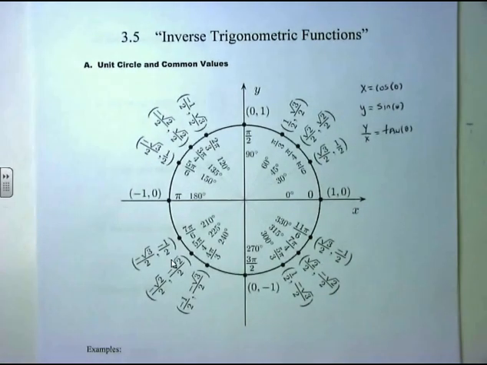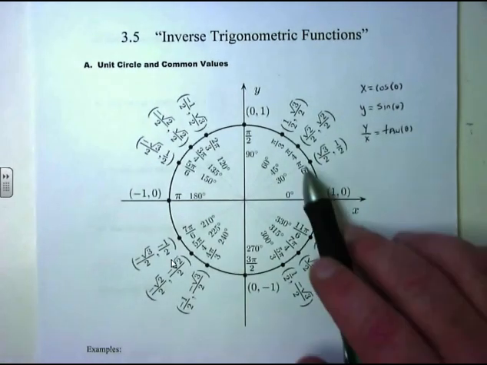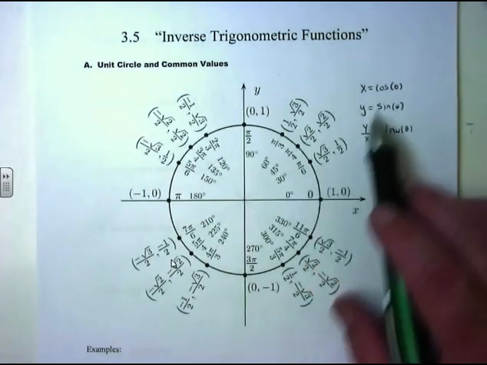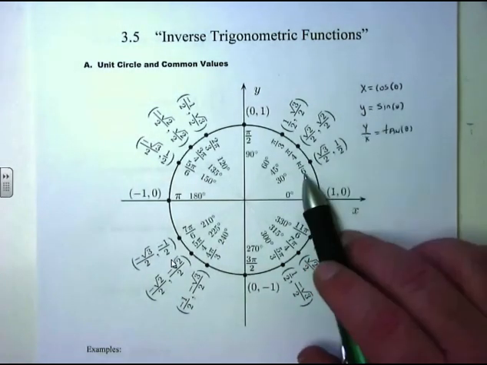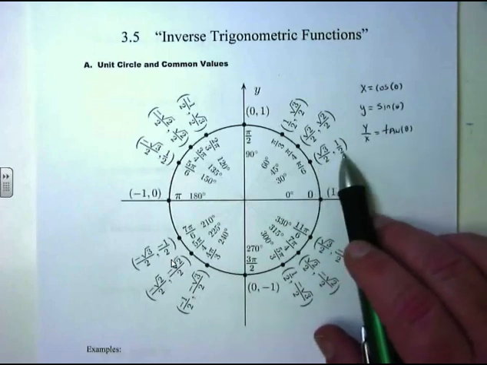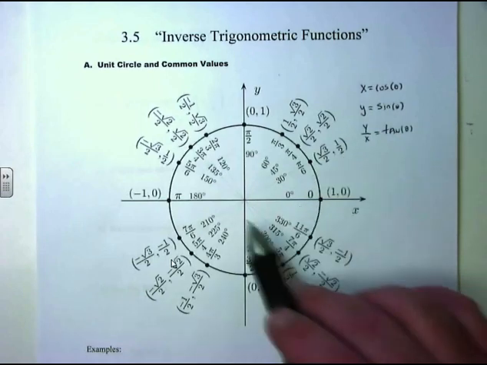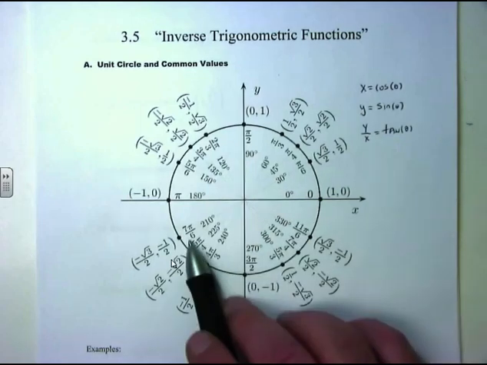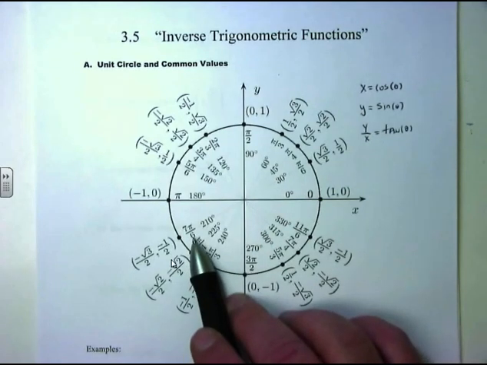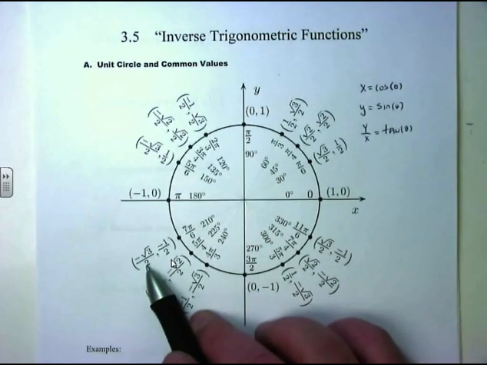So when I say, what is the sine of pi/6? The sine is the y-coordinate at pi/6. Here's pi/6, so the y-coordinate is 1/2. So therefore the sine of pi/6 is 1/2. The cosine of 7 pi/6: find your angle, 7 pi/6, the cosine of it is going to be the x-coordinate, which is the negative square root of 3 over 2.